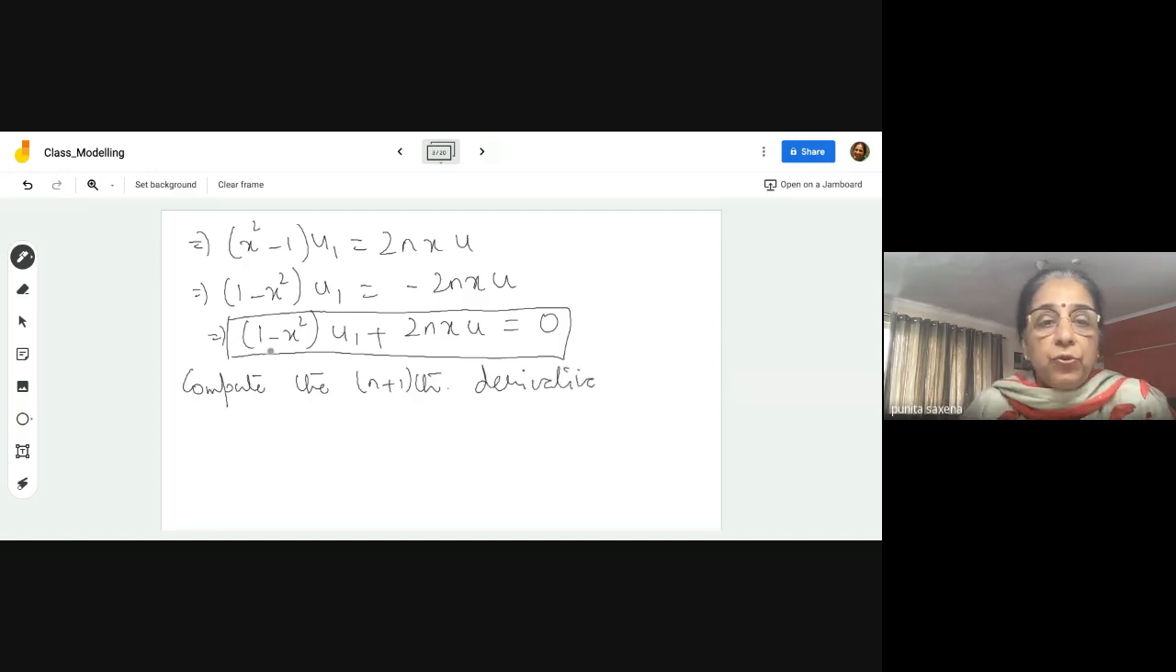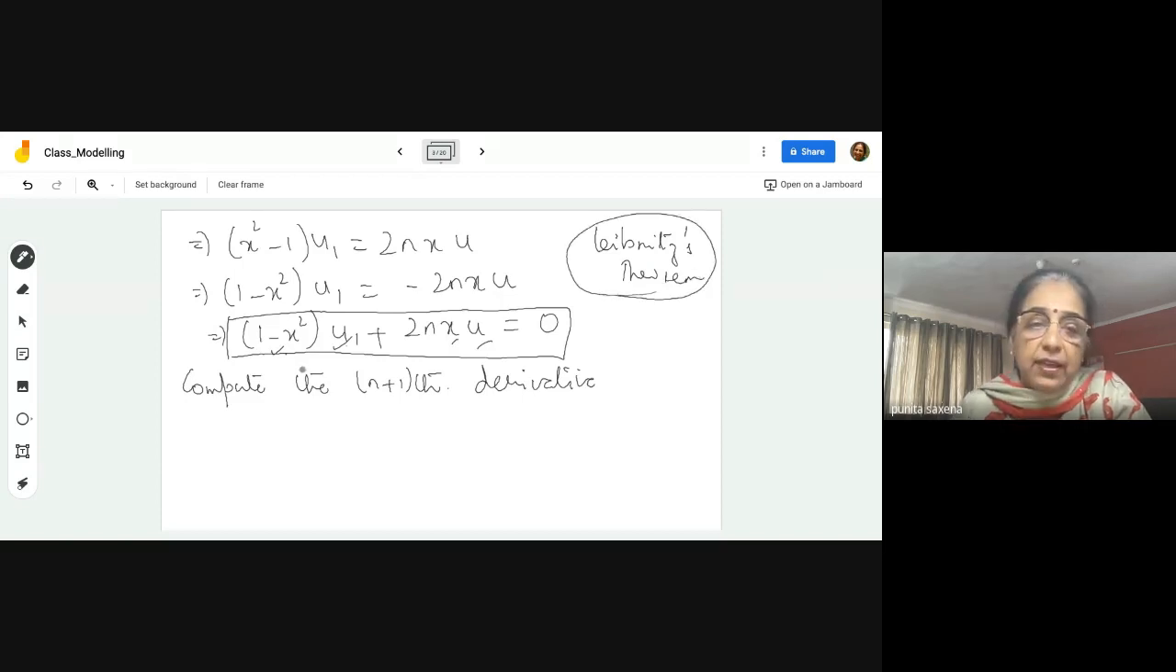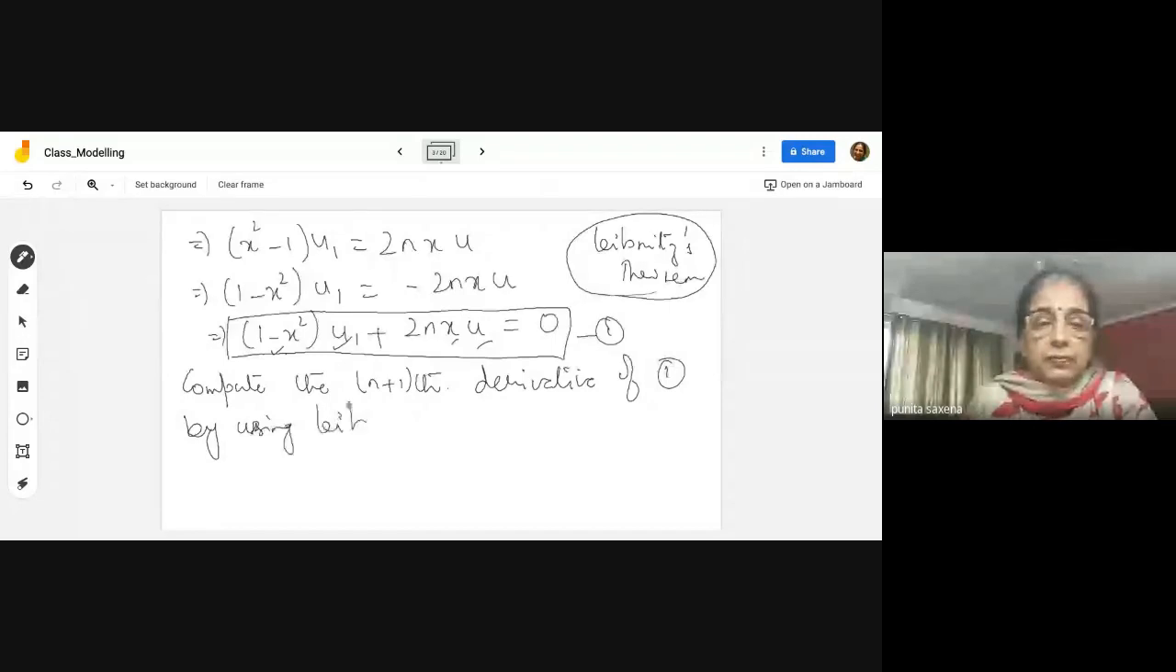Now see, they are a product of two terms, okay? It's (1 minus x square) u1, it's xu, right? So if I have a product of two terms and I have to compute the nth derivative of a product of two terms, we use a theorem which is called the Leibniz theorem. This we have learned. Yaad hai? So what we'll do is we'll compute the nth derivative of this equation by using Leibniz theorem.